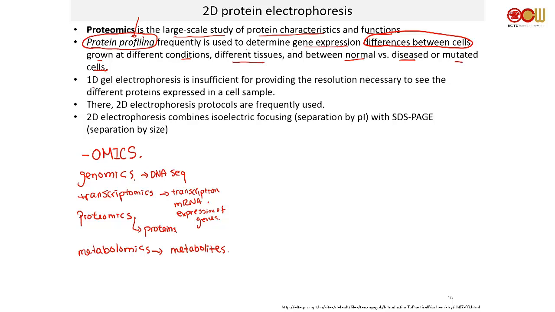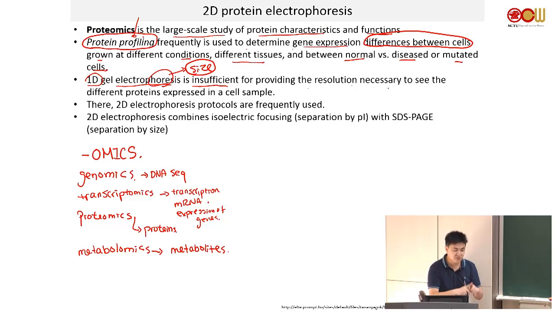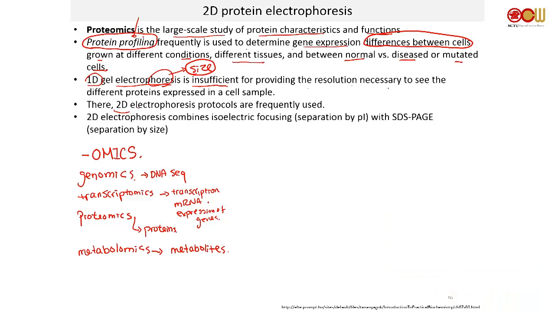Right now, one-dimensional gel electrophoresis is insufficient for providing the resolution necessary to see the different proteins expressed in a cell sample. Because electrophoresis separates only based on size, and it's very likely you have multiple proteins that have the same size, but they're different proteins. So if you only do gel electrophoresis, you will not see enough information between a normal cell and a sick cell. Therefore, we want to do two-dimensional gel electrophoresis. This is very frequently used for those people that are doing comparative cell studies.